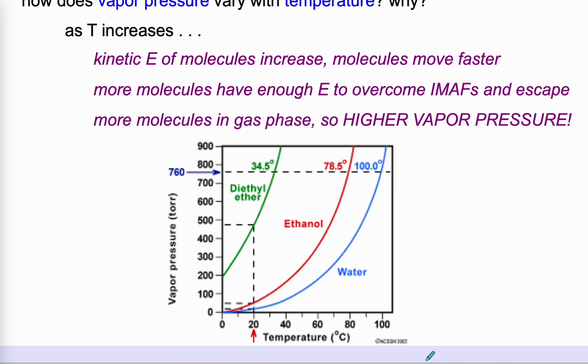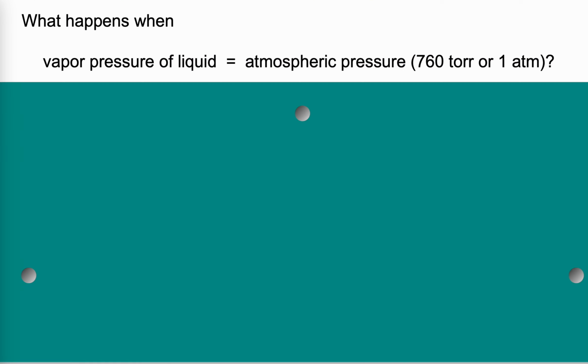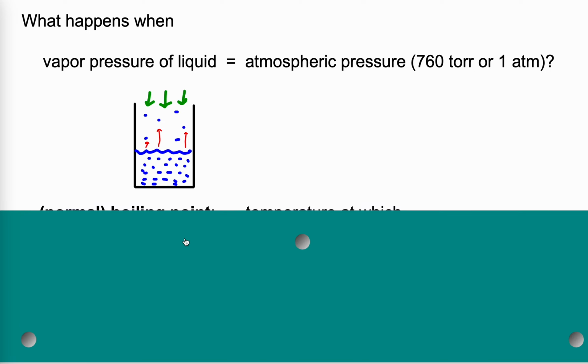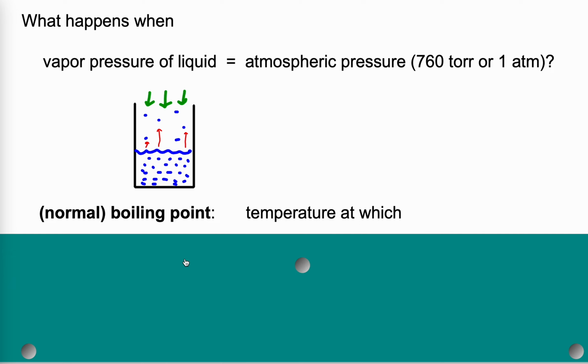I'll also point out that there is a particular pressure indicated on this, which is a pressure of 760 torr, which corresponds to atmospheric pressure. And you'll see that there are very specific temperatures at which these liquids have that particular vapor pressure, which I'll get to in a bit. So, what happens when the vapor pressure is equal to atmospheric pressure? Well, at this point, the escaping tendency of the particles, indicated by the red arrows pointing upward, is equal to the atmospheric pressure, and that temperature is called the normal boiling point.